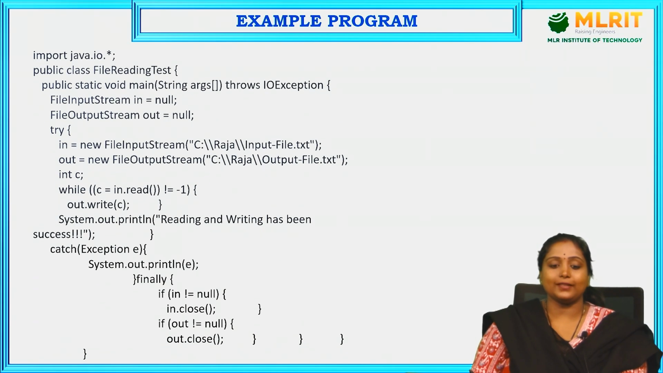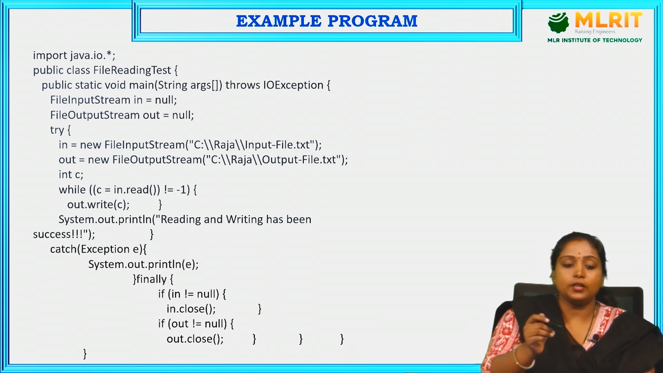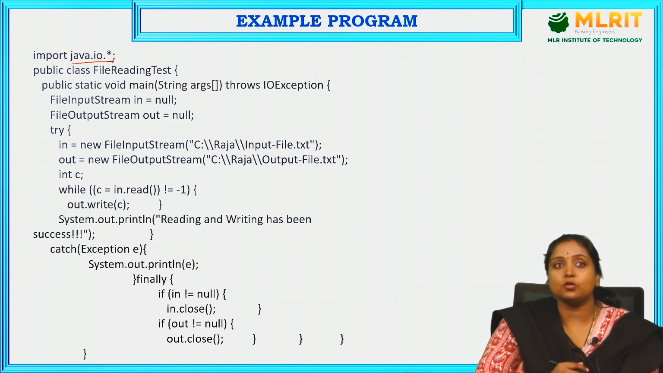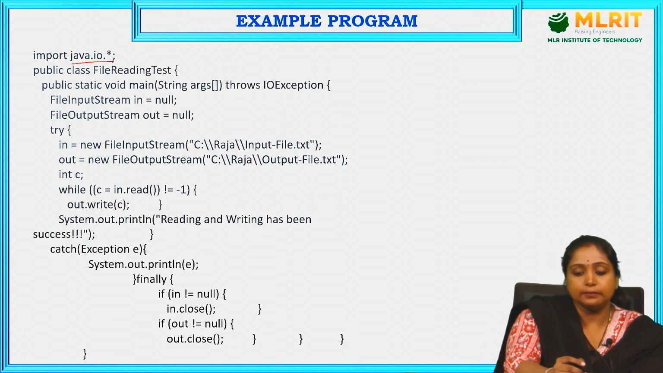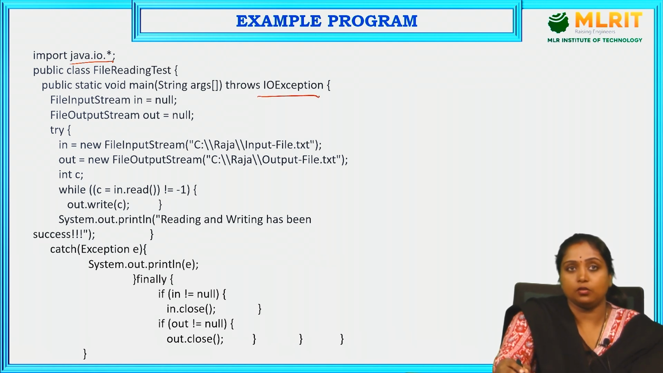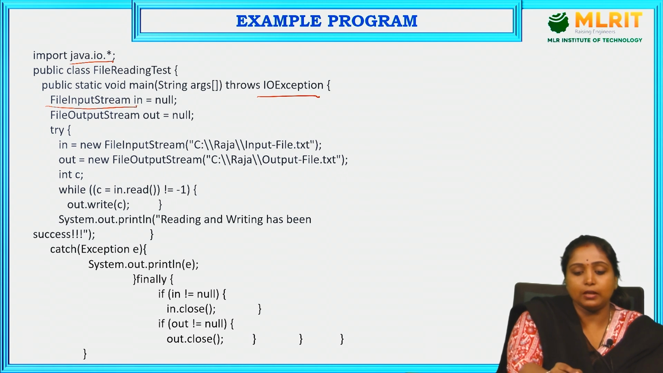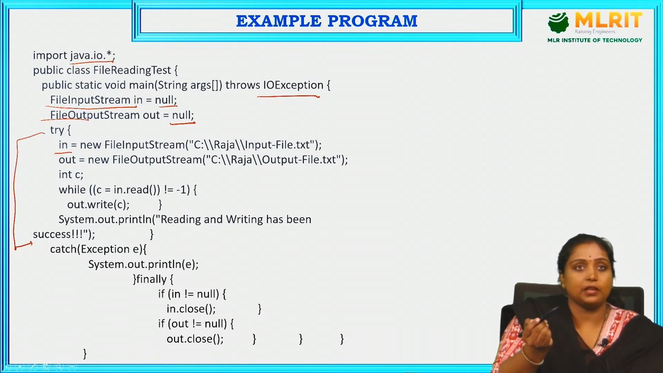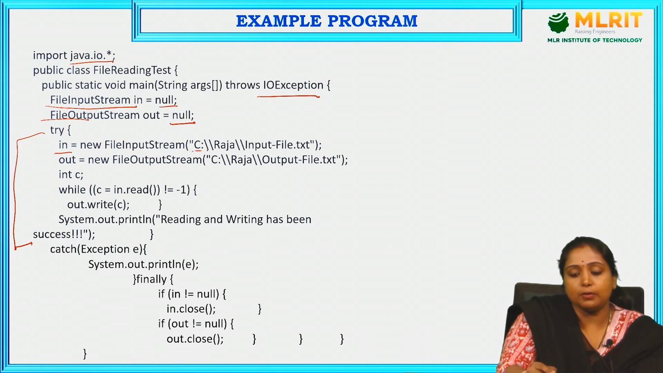Here is a small example program for both read and write. I am using the java.io package, so we have to import java.io to use FileInputStream and FileOutputStream, and it might throw an IOException. So, FileInputStream input equals null and FileOutputStream output equals null. I am not taking any inputs as of now. Next, inside a try block, we create a new FileInputStream, sending the path of my input file, and a FileOutputStream for the output file.